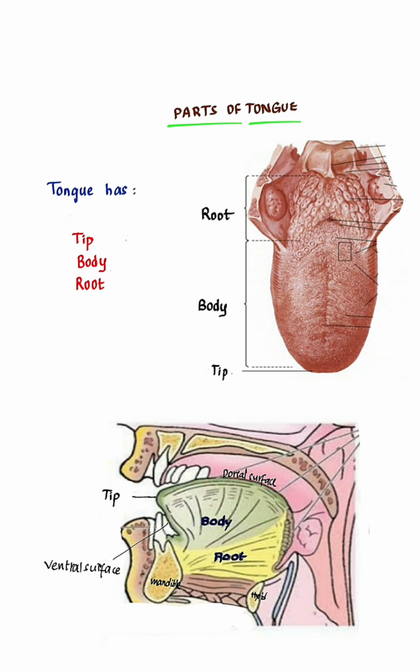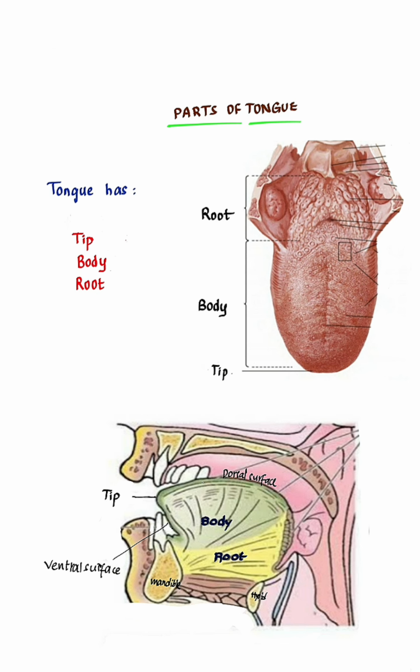Tip. It is the anterior free end of the tongue which comes in contact with central incisors. Body. It is the bulk of the tongue present between tip and root.